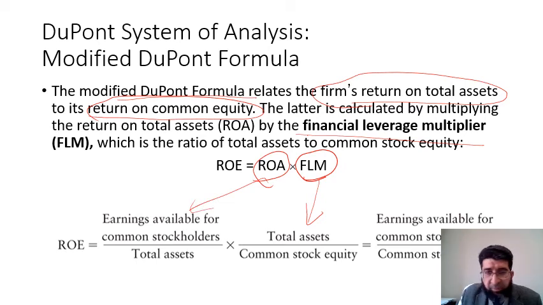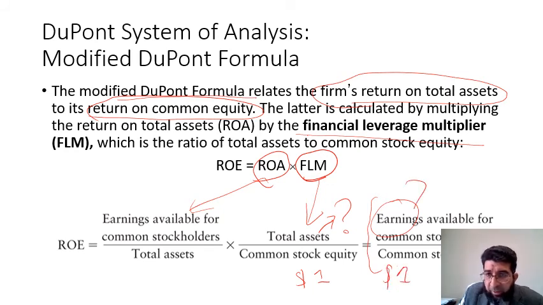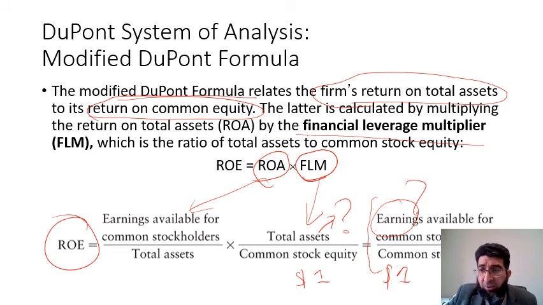So financial leverage multiplier is basically the total assets to common stockholders' equity, which means for every dollar of equity, how many total assets exist? So the entire formula becomes common stock equity to, if we cancel total assets, so it's basically for every dollar of common stock equity, how much earnings available. So for every dollar of common stock equity, how many earnings are available. So it becomes the return on equity. That was return on asset. This is now return on equity.